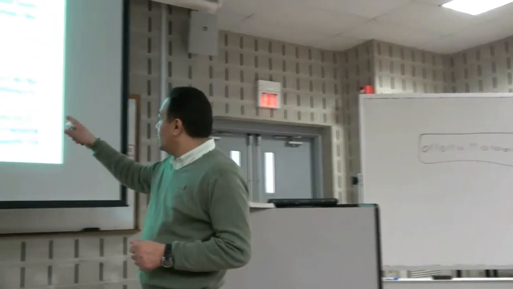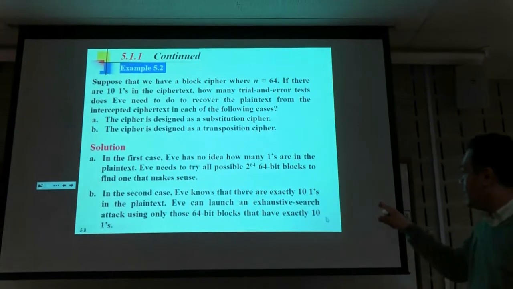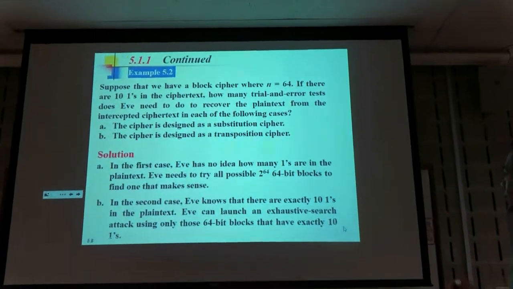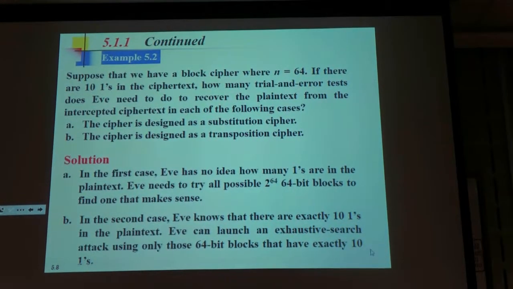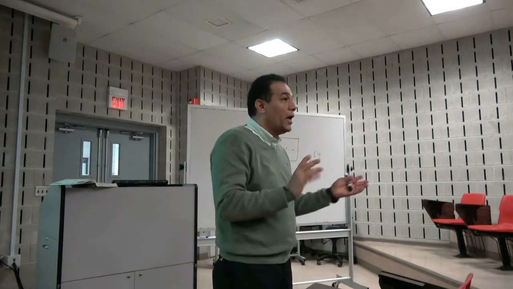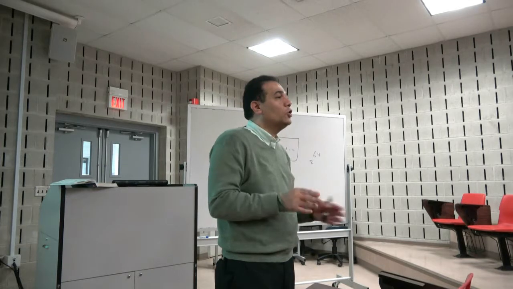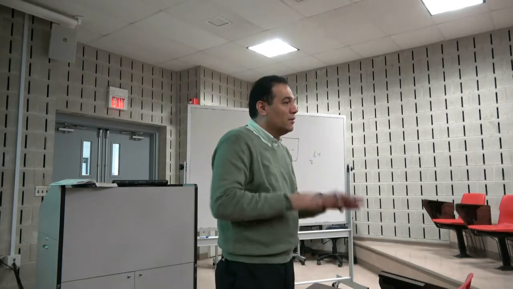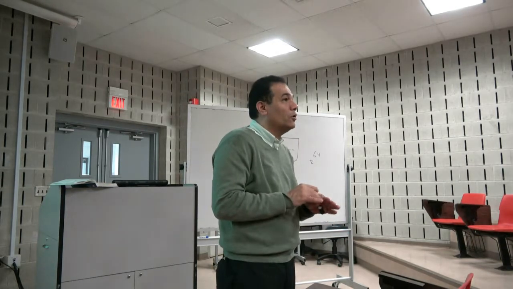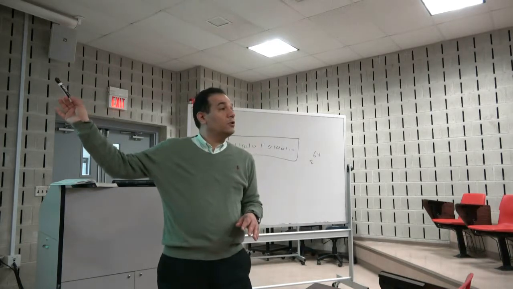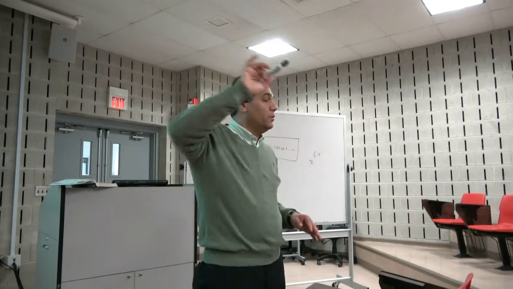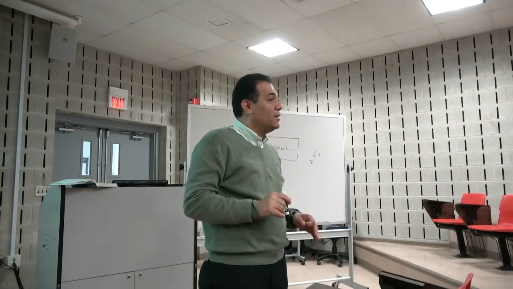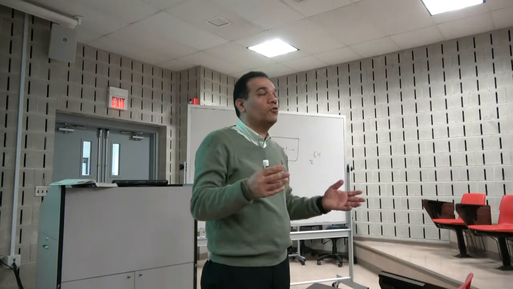In the second case, where you use a transposition, Eve knows that there are exactly 10 ones in the plaintext. Why? Because in substitution, you could always substitute 0 with 1 and 1 with 0. Substitution you could change. But in transposition, you change just the location. So if the plaintext has 10 ones, the cipher has how many ones? 10 also. But in substitution, you could have like 20 ones in the plaintext, and in the ciphertext you could have 30 or 40, because bits are changing.